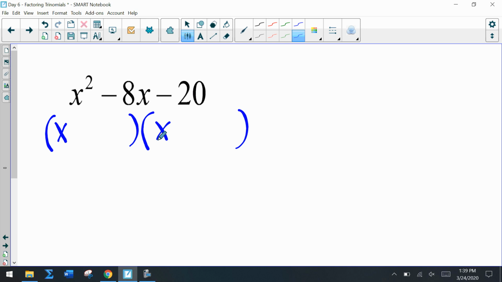So factors of negative 20 that add up to negative 8. So I'm thinking 4 and 5, that doesn't work. 4 plus 5 doesn't give us 8, it gives us 9. How about 10 and 2? So 10 minus 2 gives us 8, but we need negative 8. So how about negative 10 and positive 2? Negative 10 times positive 2 gives us negative 20, but when you add them, you get negative 8.